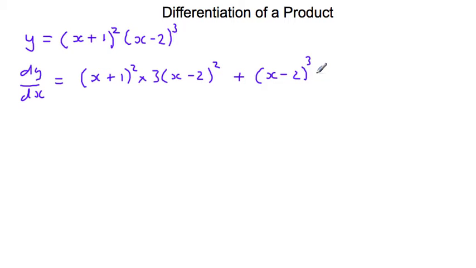Now the differential of a bracket squared is 2 multiplied by that bracket to the power 1, which I don't need to write, multiplied by the differential of the bracket, and again the differential of this bracket is just 1, so there's nothing else to add in. Now let's tidy this up. What common factors have we got? We've got a common factor of x plus 1 in each of these terms, and we've got a common factor of x minus 2 squared.